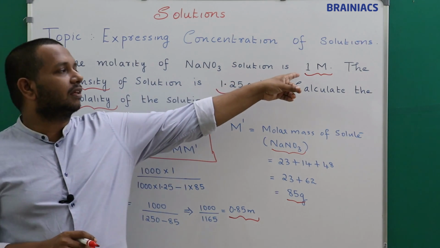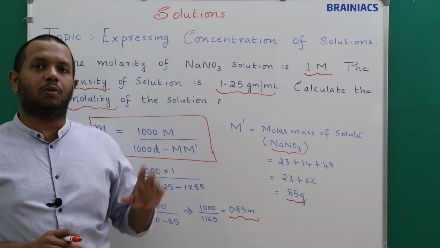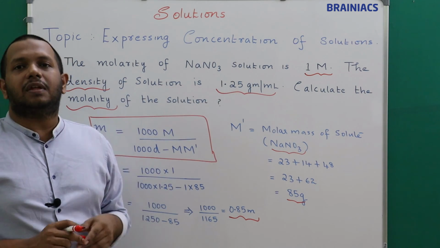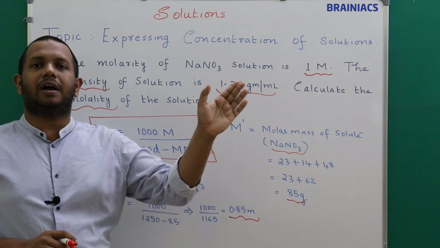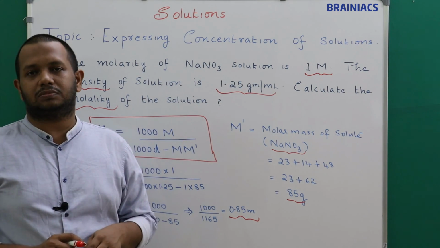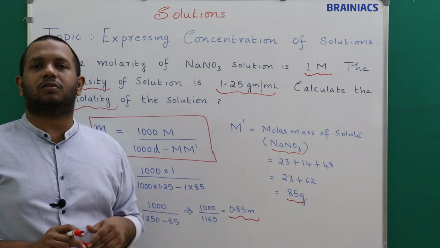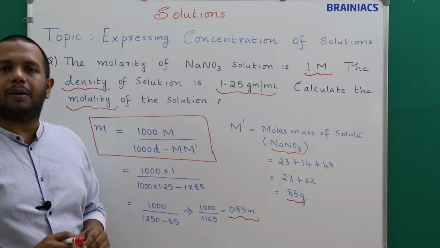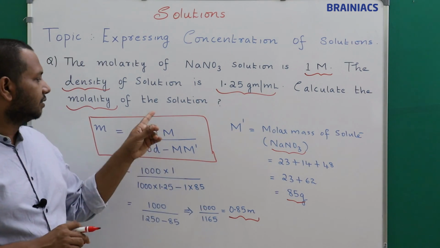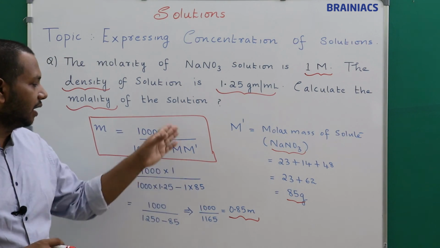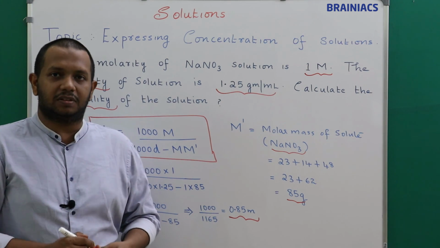There again, as I told, you can directly apply the molarity equation and find out the number of moles of the solute. And the mass of the solvent can be found as mass of the solution minus mass of the solute. Mass of the solution minus mass of the solute will give you the mass of the solvent. Then you can directly apply. In that method also you will get the answer. Since we have learned the relationship, I am directly applying it and getting the answer. I hope you are now clear with this concept.